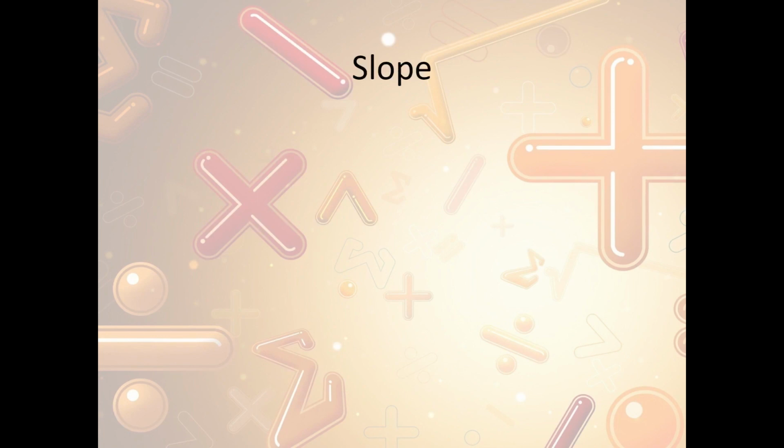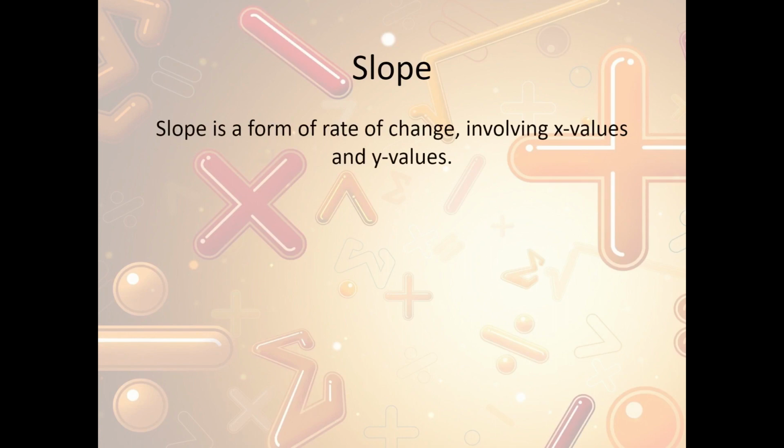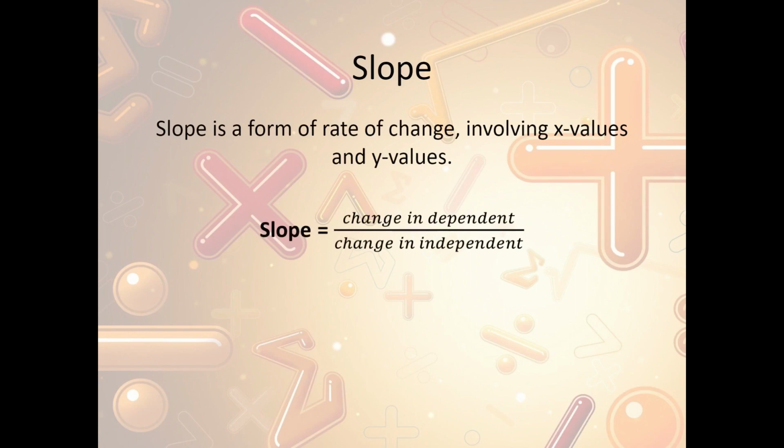What is slope? Slope is a rate of change involving x values and y values. Slope is known for being the change in the dependent variable over the change in the independent variable. Now what does that really mean? That really means that slope is the change in the y values over the change in the x values. So it's always y over x.